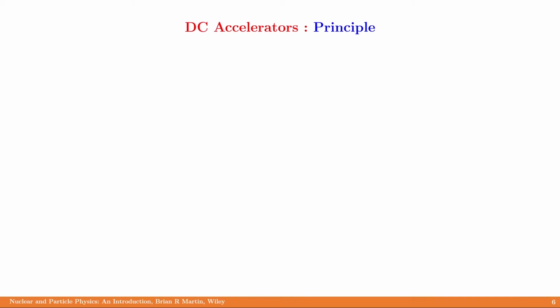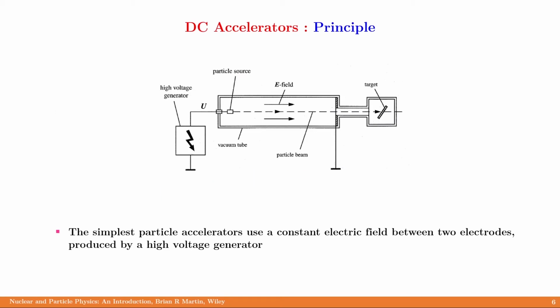Let's now discuss its principle. This figure shows the schematic diagram of a DC accelerator. A DC accelerator consists of a high voltage generator, a particle source which produces particles which are to be accelerated, and these particles are accelerated in an electric field, and finally they are incident on a target. And this assembly is enclosed in a vacuum tube, and what you see here is the particle beam.